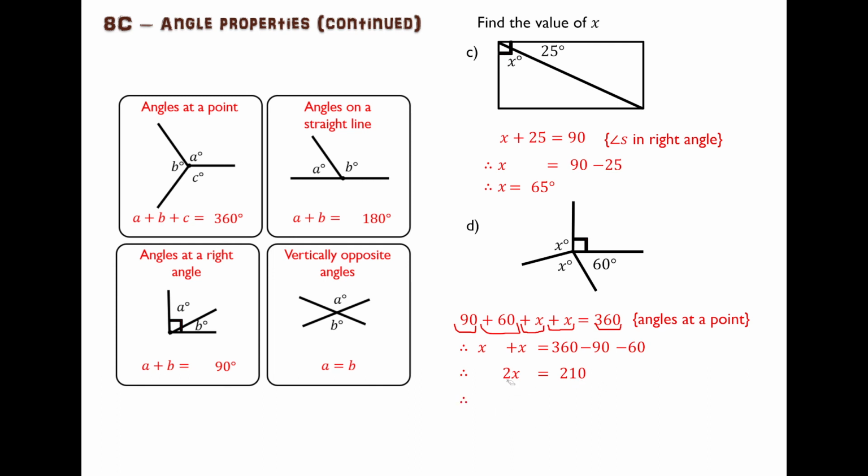Therefore, I know what 2 times x is. What's the opposite of multiplying by 2? It is dividing by 2. So x is 210 divided by 2. Finally, therefore x equals 105 degrees.